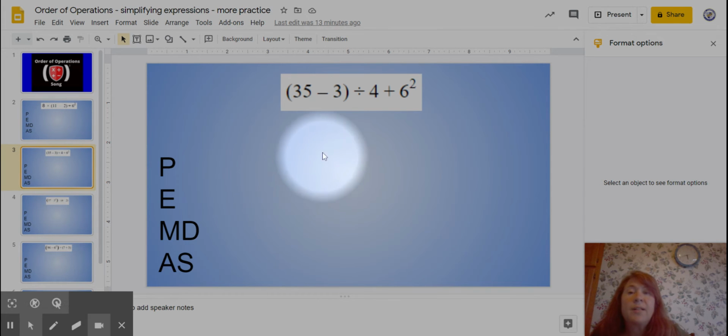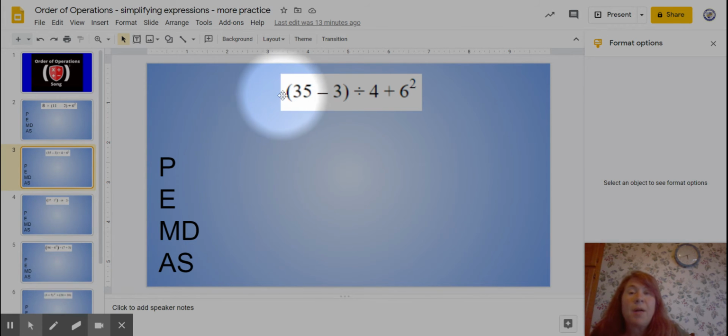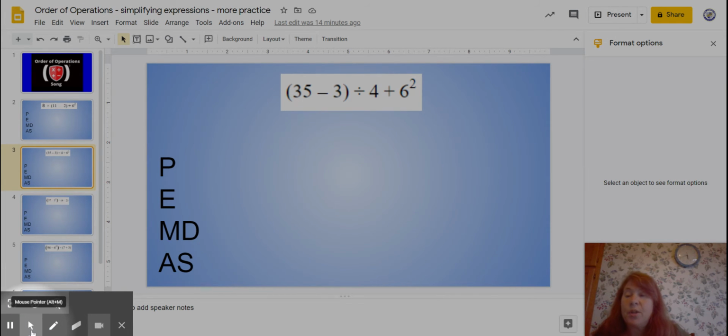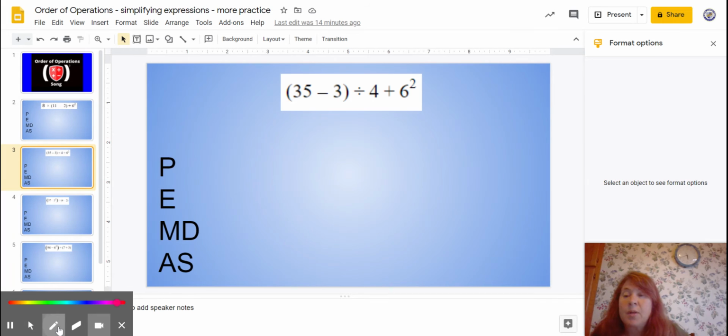All right, so let's look at our next problem. Our next problem we had was 35 minus 3 in parentheses, that's divided by 4 plus 6 squared. So that was our next problem that we had on our worksheet. So let's see if we can solve that one.